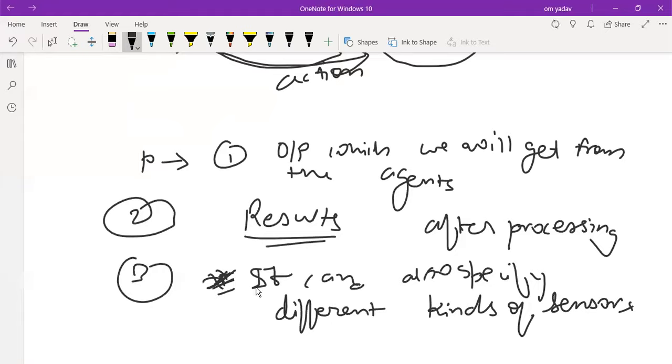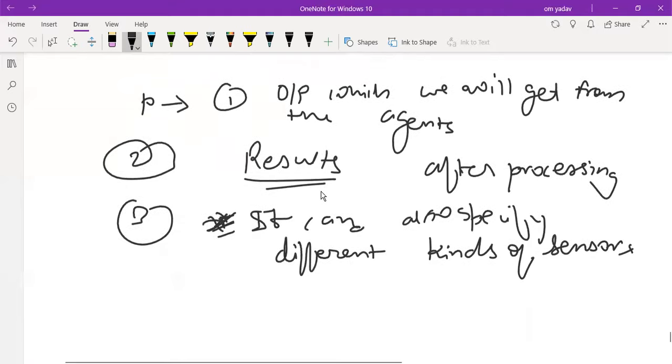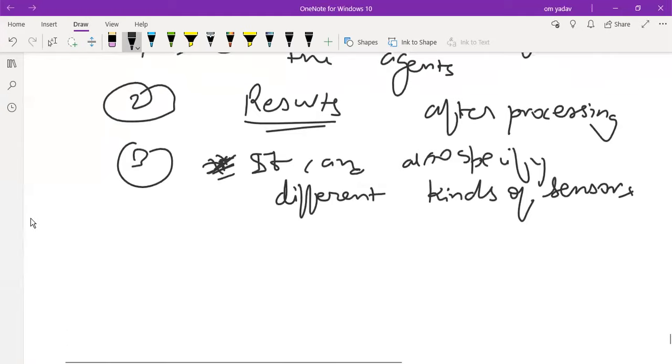So the performance is basically related to the output which we will get from the agents. The output will normally be in the form of results, which we get after processing of the data. And one important thing it can specify is the objective of the sensor, for which objective we are going to use the sensor, what kind of sensors we require, and which kind of data we require from them. That specification can also be given by performance, that is P.